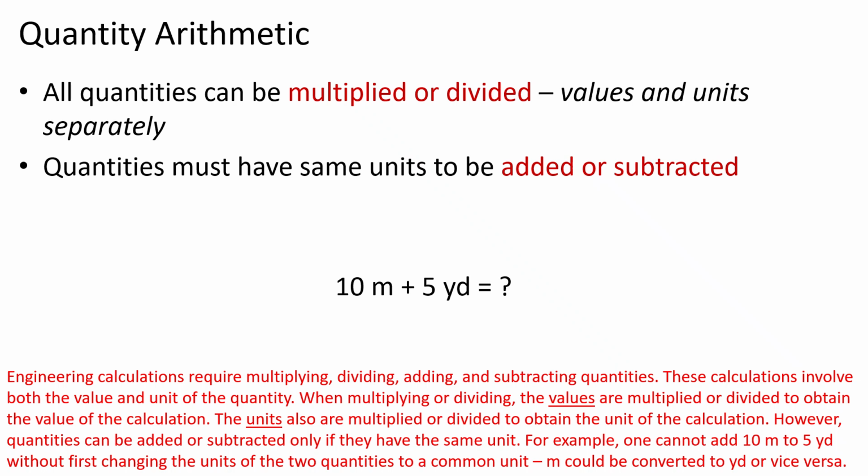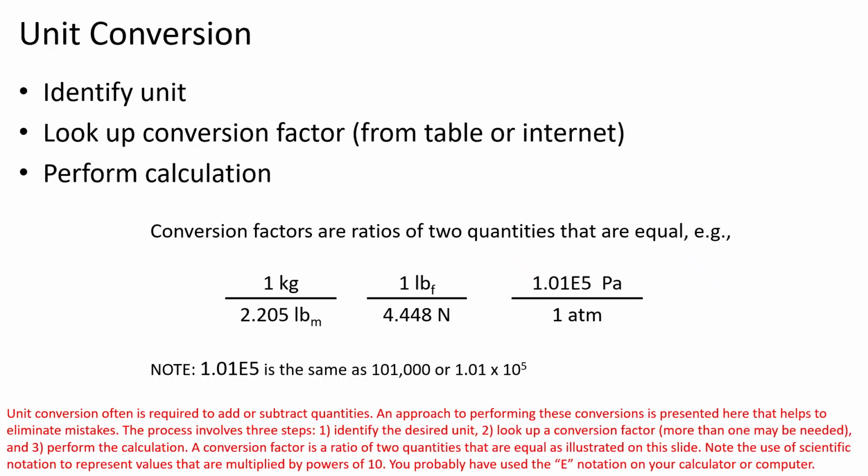For example, one cannot add 10 meters to 5 yards without first changing the units of the two quantities to a common unit. Meters could be converted to yards, or vice versa. Unit conversion often is required to add or subtract quantities. An approach to performing these conversions is presented here that helps to eliminate mistakes.